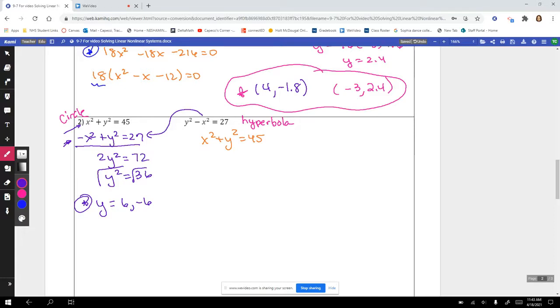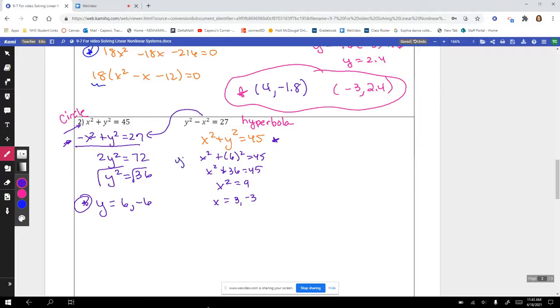Okay, so now again, I'm going to substitute it back in. I'm going to use my circle equation, just a little easier to deal with. So I have x squared plus 6 squared is equal to 45. X squared plus 36 is equal to 45. So x squared is equal to 9. So x is equal to 3 and -3.